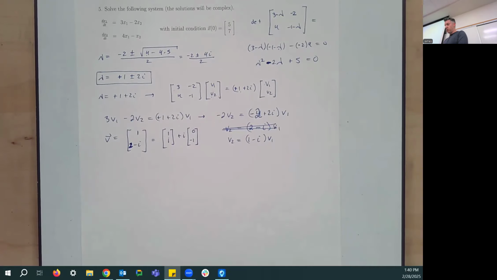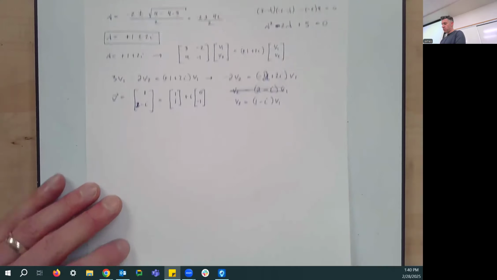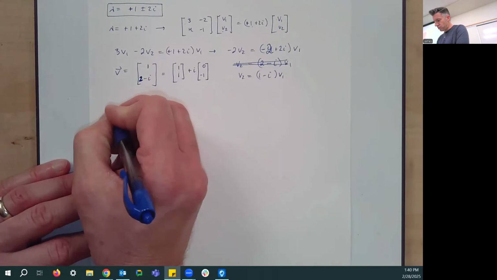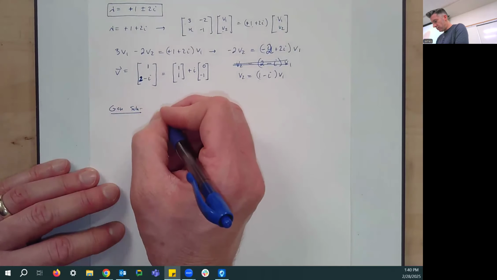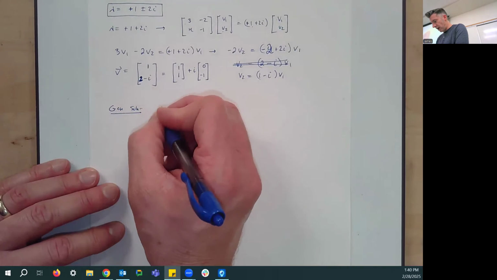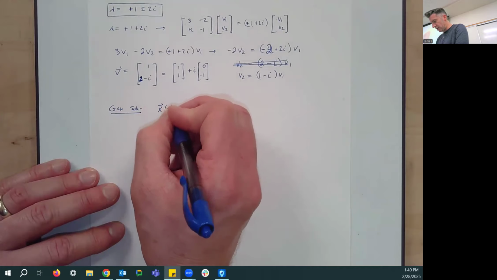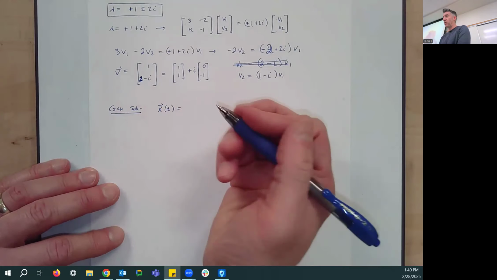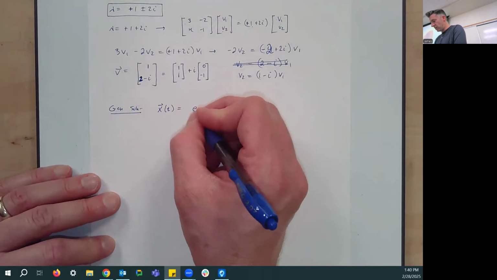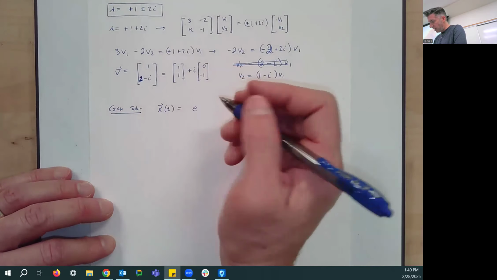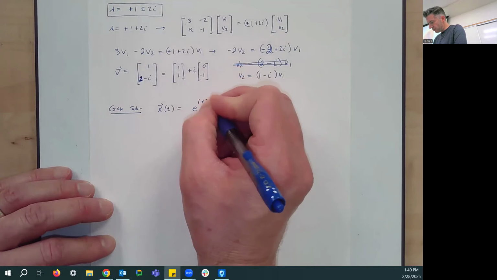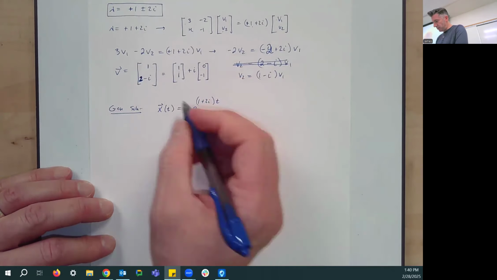Now we're going to write our general solution. That's where you're writing your x of t. We don't write the c, or he doesn't write the c. It's just your e to the lambda 1, which is 1 plus 2i, times t, times your vector.